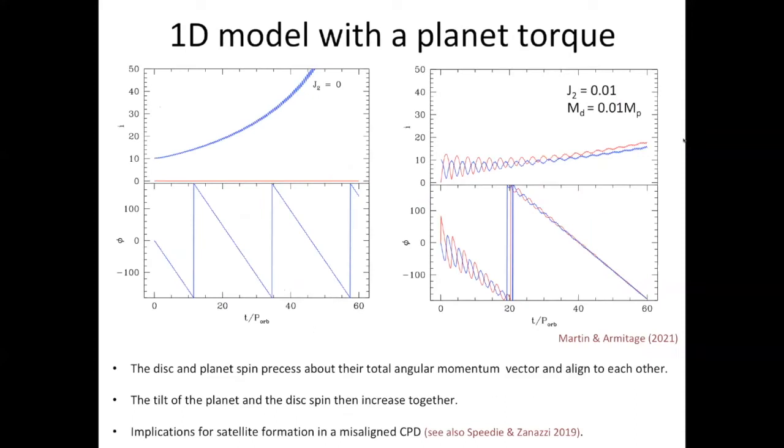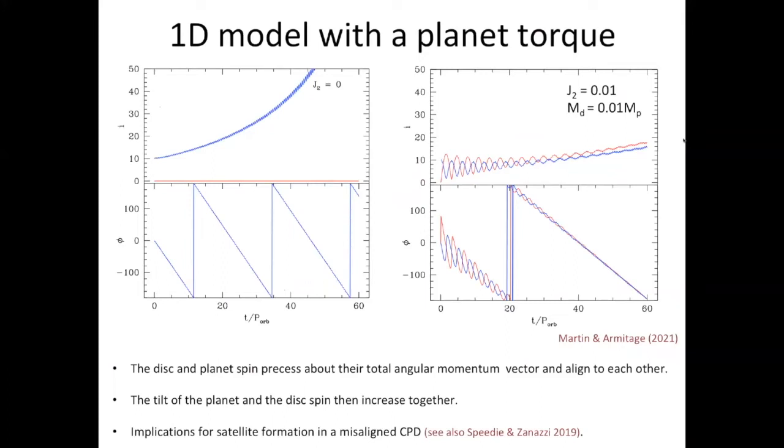So what happens now if we include the effects of the star? So now we include the planet torque into the same 1-dimensional simulation. Now the left panel here is the same as the figure that I showed before without the planet torque, where you see that the disk is unstable to tilting.